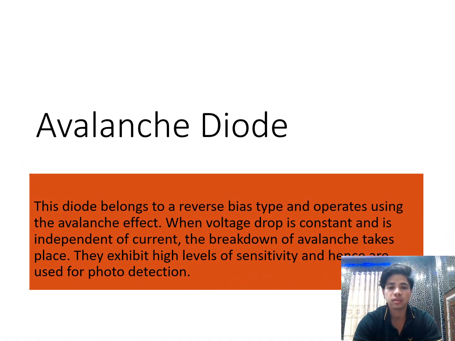Avalanche diode. This diode belongs to a reverse bias type and operates using the avalanche effect. When voltage drop is constant and is independent of current, the avalanche breakdown takes place. They exhibit high levels of sensitivity and hence are used for photo detection.